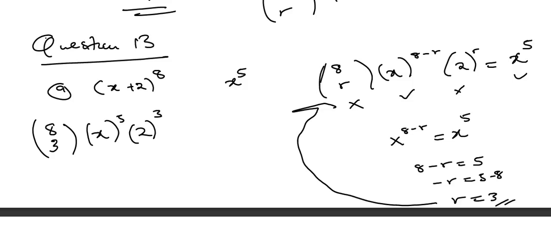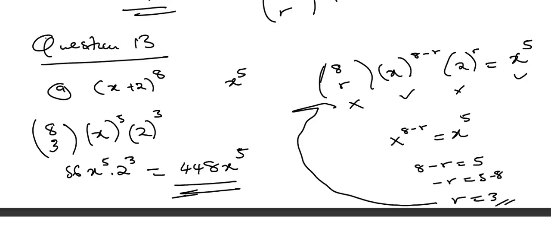Now we already got something like this. 8 choose 3, if you solve it separately, it will give you 56. Then you have x to the power 5. And then you have 2 to the power 3, which is simply 8, right? When you multiply, this is going to be 448x to the power 5. So this is the fourth term. That's what they mean by simplify. Find the term and simplify. So this is how we're supposed to do such a question.